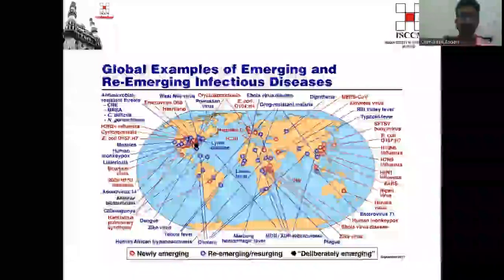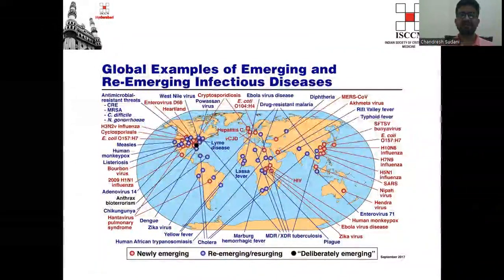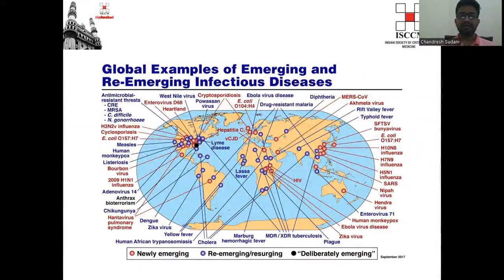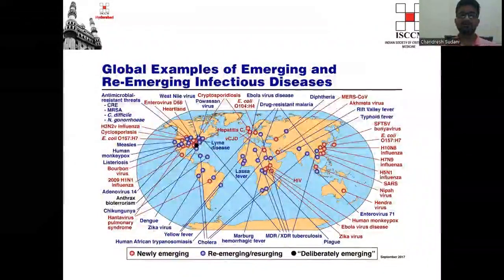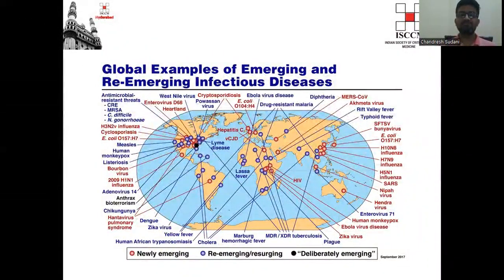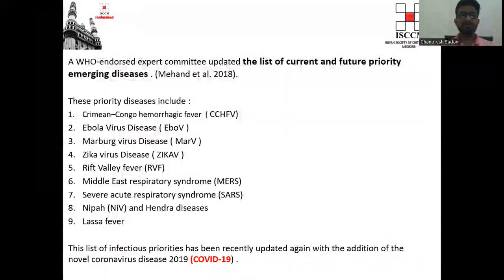But if you look at the prevalence of these diseases as far as India is concerned, only then do we have to consider that these diseases can really happen in the community and can affect a large number of the population. So the WHO-endorsed expert committee has updated the list of current and future priority emerging diseases, and they have given almost 9 diseases, including Crimean Congo hemorrhagic fever, Ebola, Marburg, Zika virus, Rift Valley fever, MERS and SARS, along with Nipah, Lassa and Hendra disease.